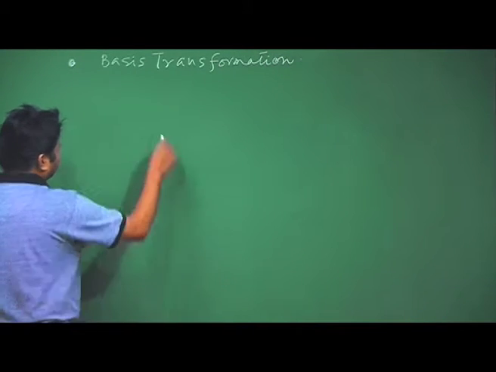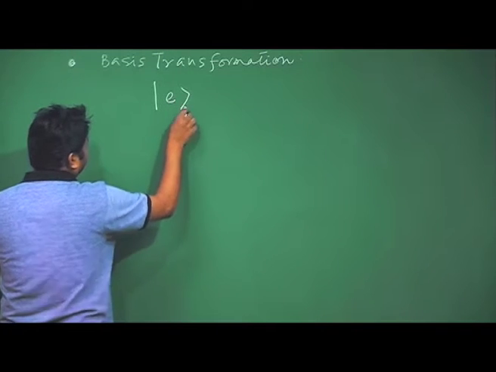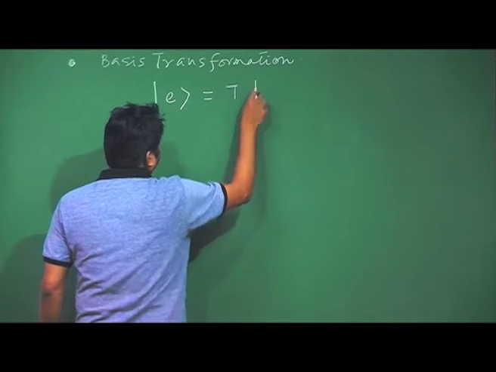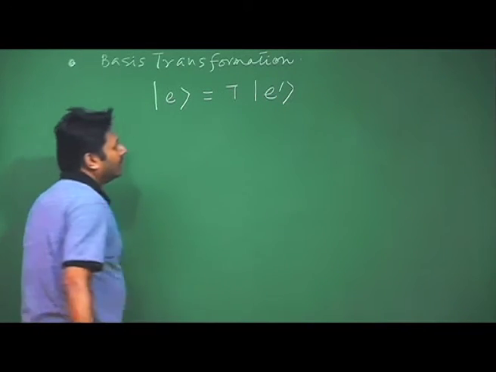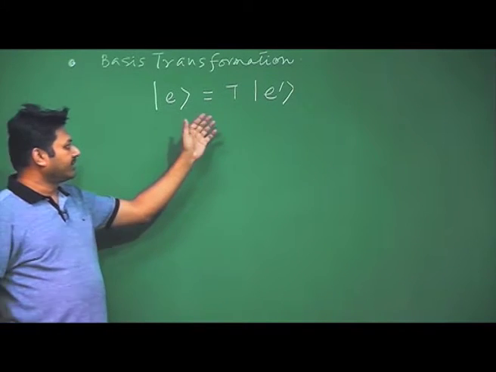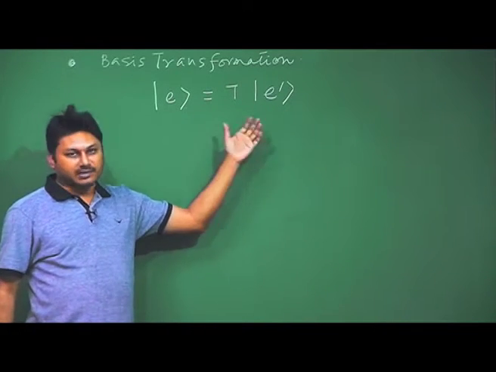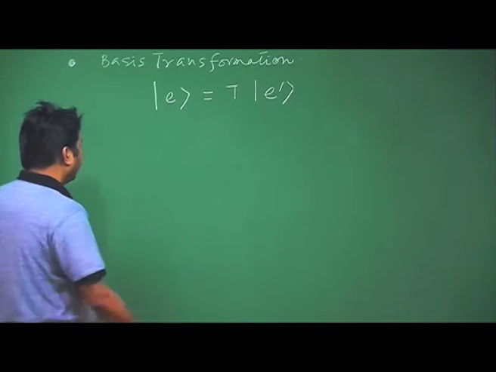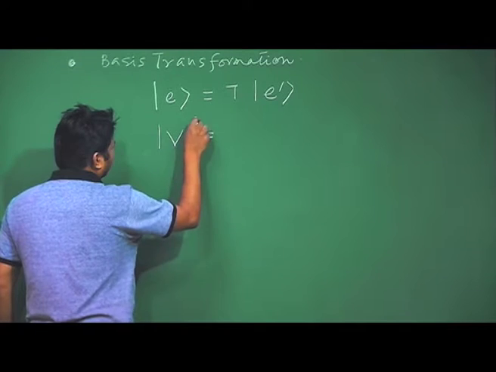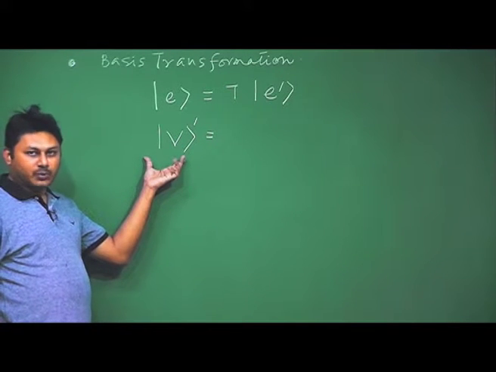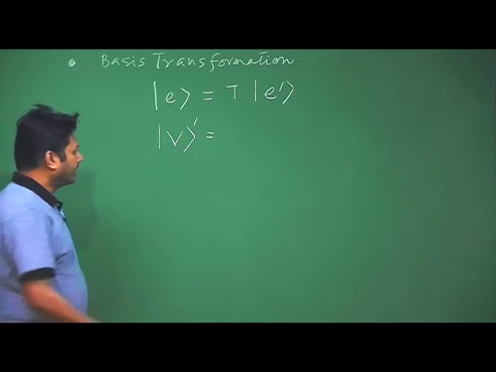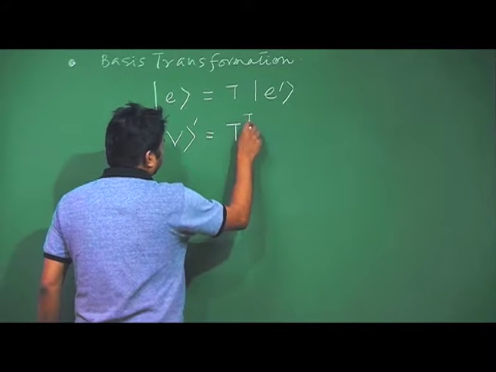And we show that a basis E I can write in terms of another basis E prime with a matrix T. This is the transformation matrix through which I can transform any one of the bases from one to another. If I do so, then I can also find in prime basis some vector component. This V prime is a vector in prime basis, some vector component, and it will be something like this.